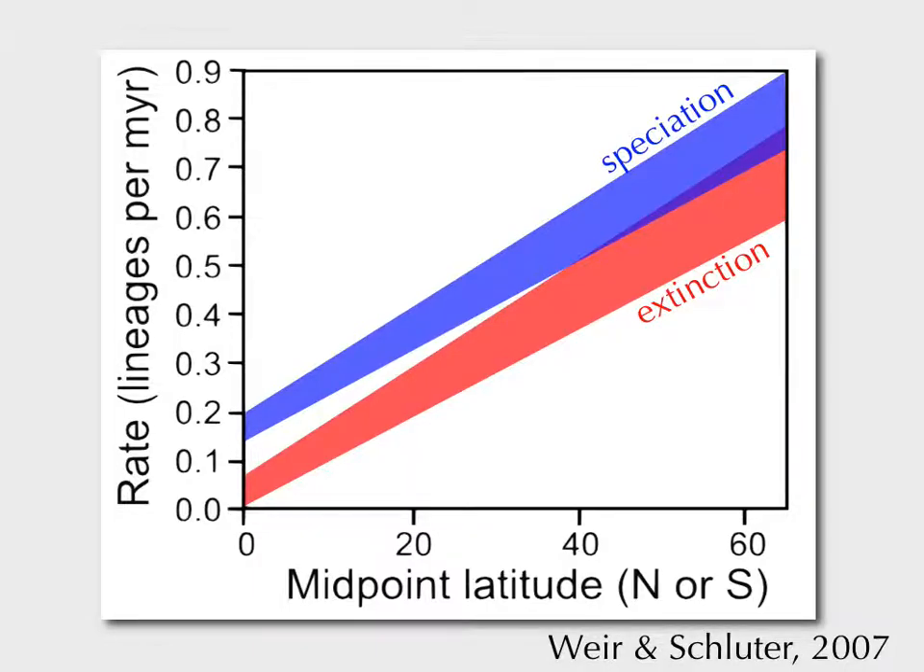And you just look at things like the latitudinal diversity gradient. Right? There's more species in the tropics. Why is that? Because there's a higher speciation rate in the tropics, more cladogenesis. And so here we see they both increase.